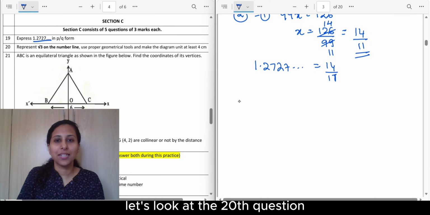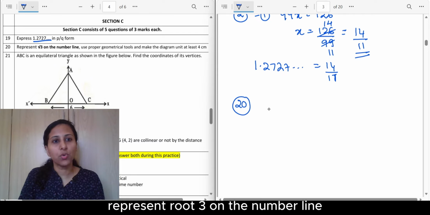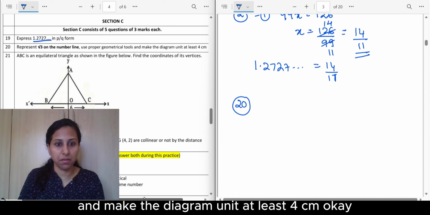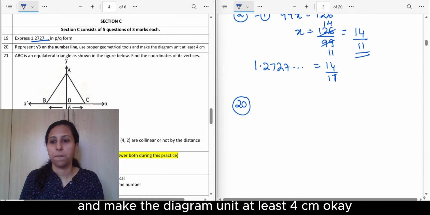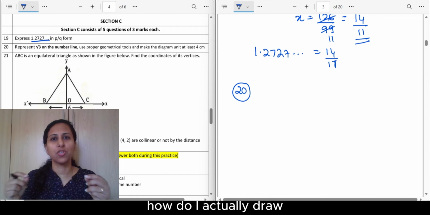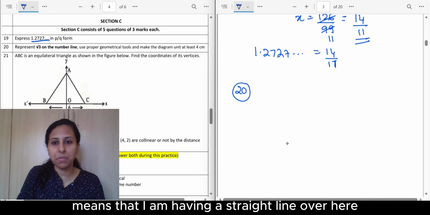Let's look at the 20th question. Represent root 3 on the number line. Use proper geometrical tools and make the diagram unit at least 4 centimeters. Okay. So if I want to get root 3 on the number line, how do I actually draw? We can't measure root 3 using a scale. A number line means that I am having a straight line over here.